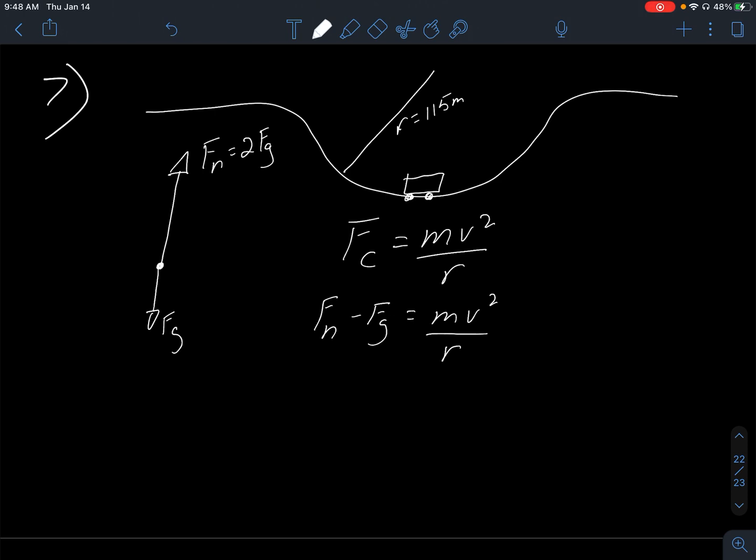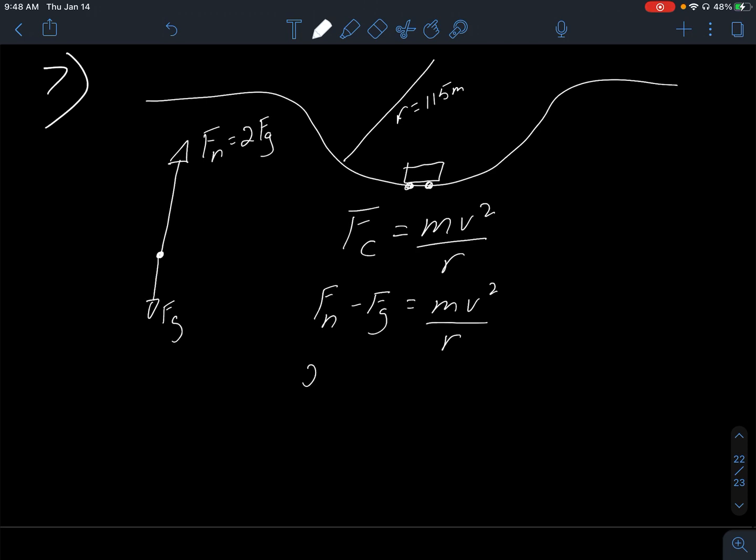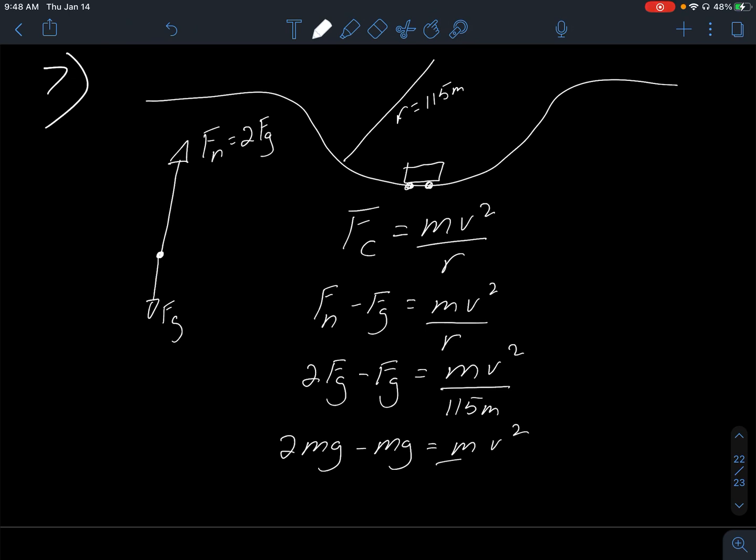So we don't really have numbers other than the radius. What we can do here is we know that the normal force, as we were told, was twice the force due to gravity. The radius was 115, so still we cannot solve for anything numerically. But we do know Fg equals mg. So 2mg minus mg equals mv squared over our 115.